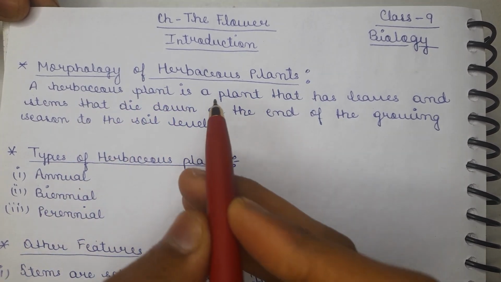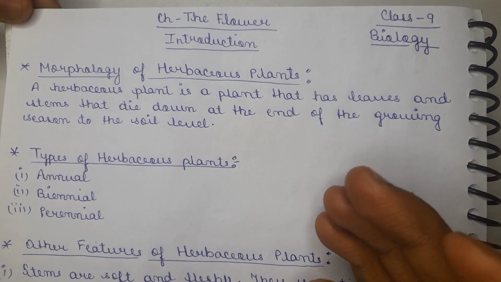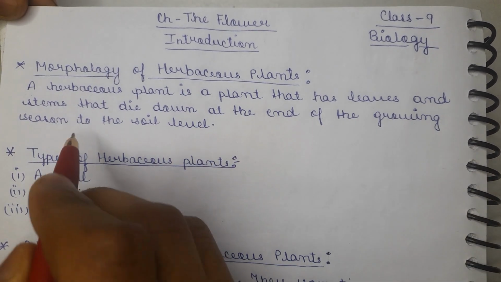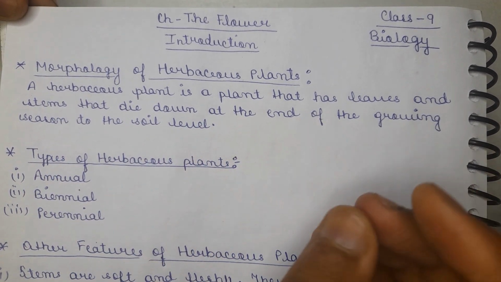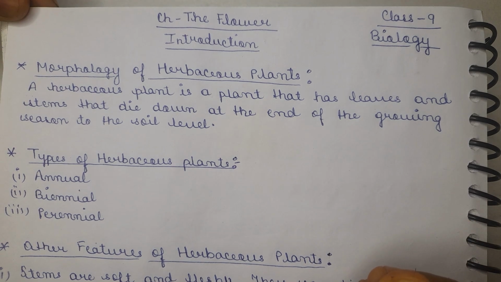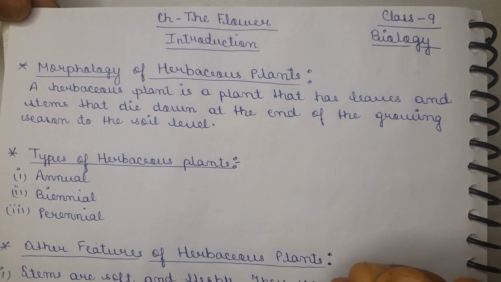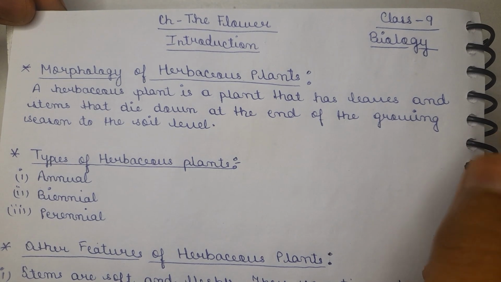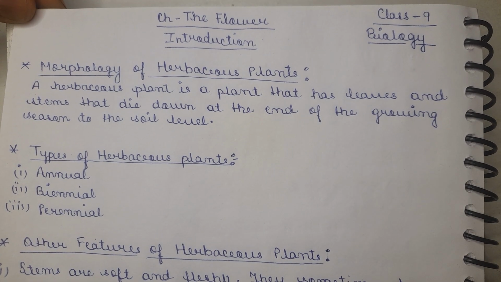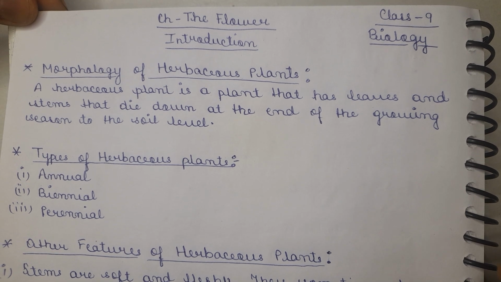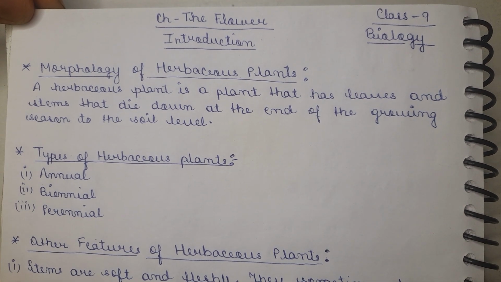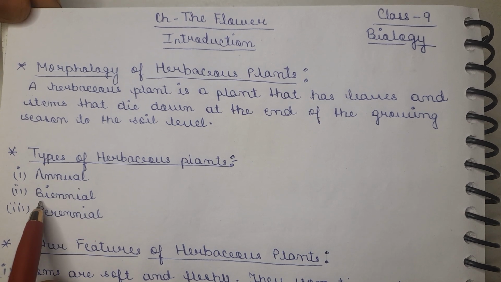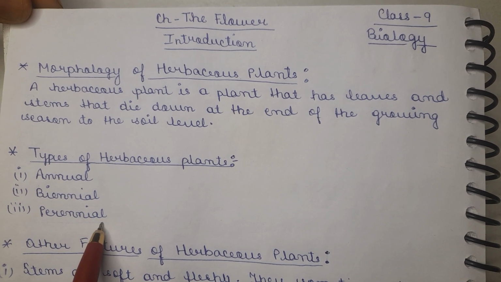The herbaceous plants are basically plants that have leaves and stems that die down at the end of the growing season to the soil level. They are basically for the non permanent season. That's why they grow in their growing phase and they die after bearing flowers and fruits. Now these herbaceous plants are of three types. The first one is the annual, the second one is biennial, and the third one is perennial.